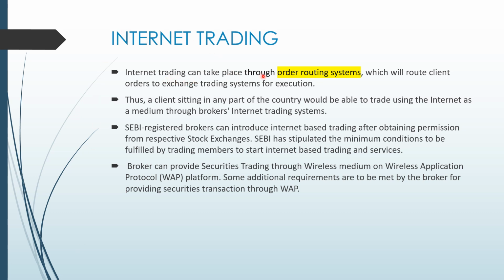Internet trading takes place through order routing systems, which route the client orders to the exchange for execution. So, through internet trading, any client sitting in any part of the country is able to use the internet as a medium and can trade through such a system. SEBI registered brokers can introduce internet based trading after obtaining permission from the stock exchange.